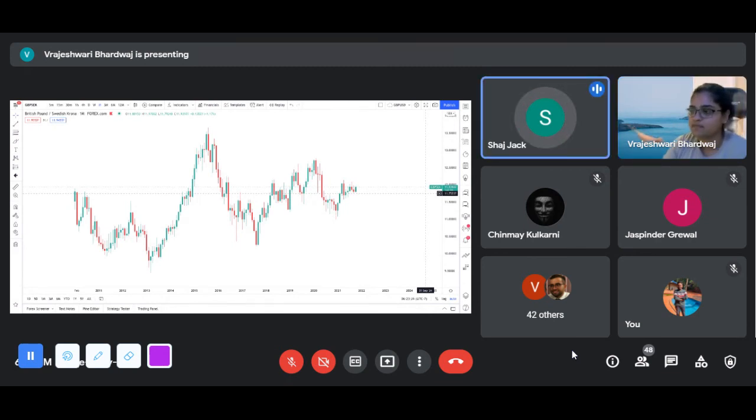So is this pair profitable? I'm sorry, is this pair really profitable? Like how are the spreads here? Yeah, so with spreads?